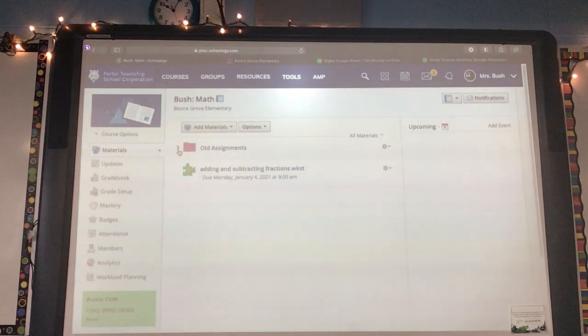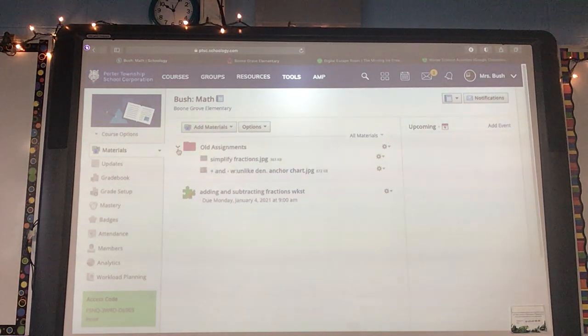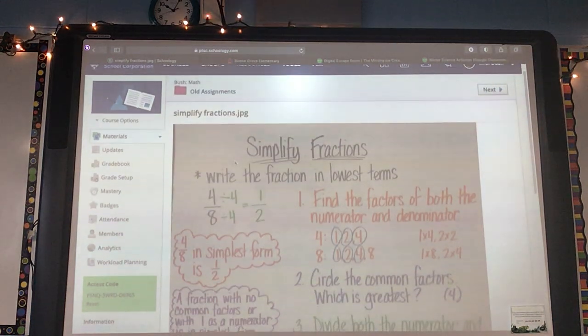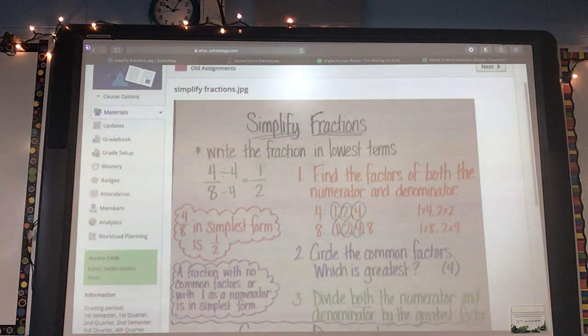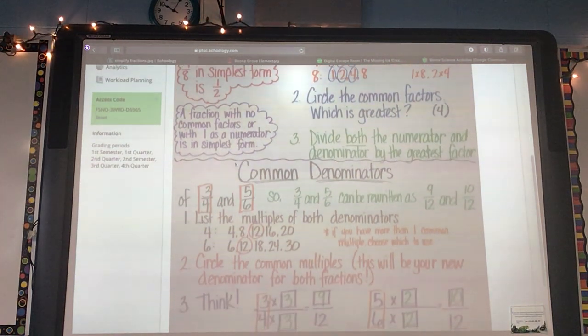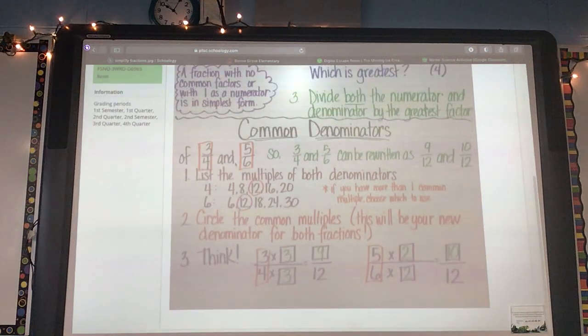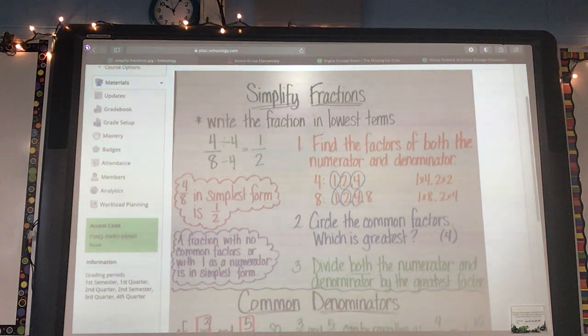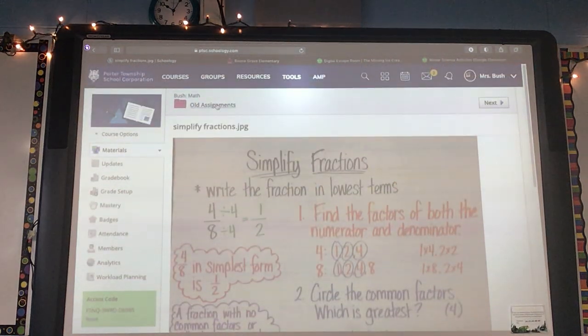So I want to show you guys on Schoology. If you go to math and then go to old assignments, these right here are two very good documents to save on your iPads for helping us during our homework. One is called Simplify Fractions, and it's going to give us that reminder and help sheet on how to simplify fractions. I would definitely save this on your iPad, have it ready to go, easy access to it, okay? They give a good example, good directions, and it's even color coordinated. So it's a good one.